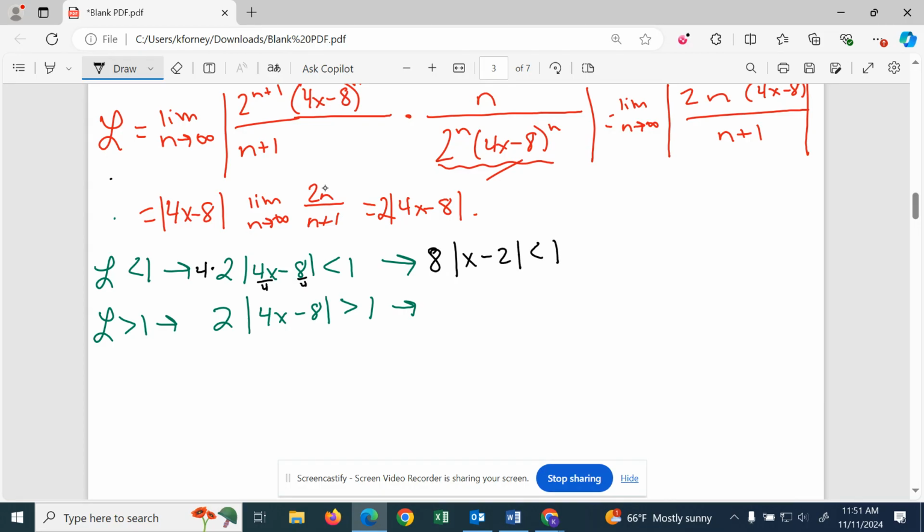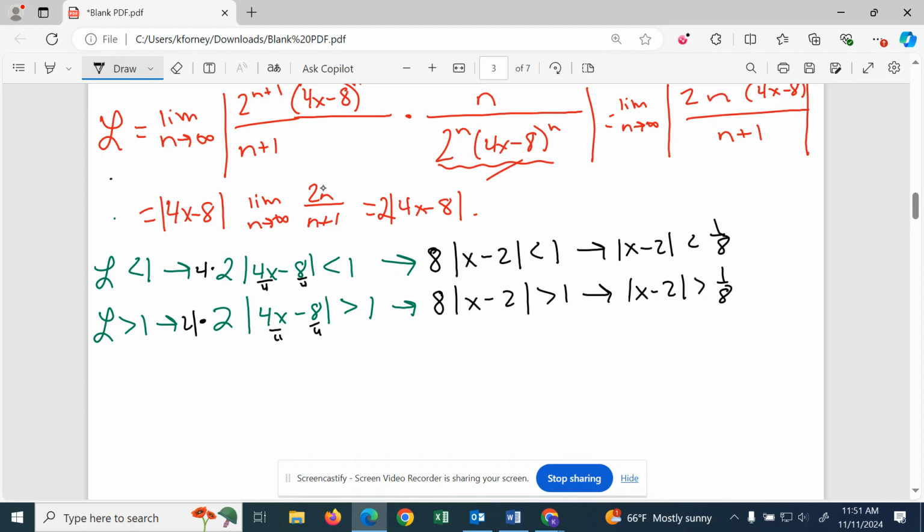And the same thing here, if I divide out a 4 in my group, that means I have to multiply that by 4. It's like factoring it out. It's like the opposite of the distributive property. Okay, so now that becomes the absolute value of x minus 2 is less than 1/8, and the absolute value of x minus 2 is greater than 1/8. So when it's less than 1/8, this would be converge. When x minus 2 is greater than 1/8, that would be where it diverges.